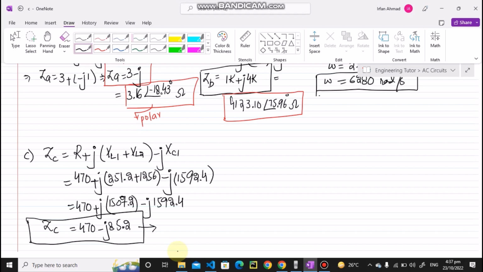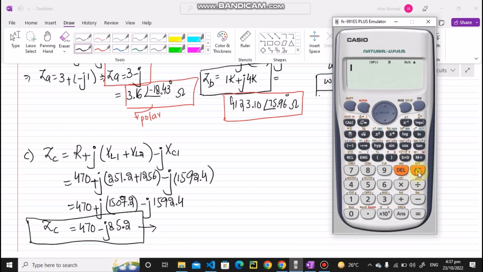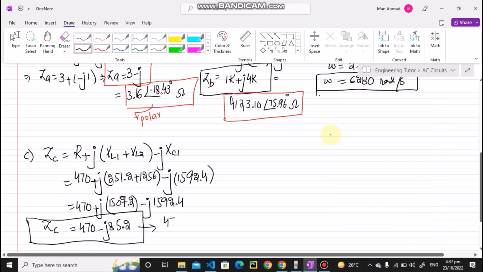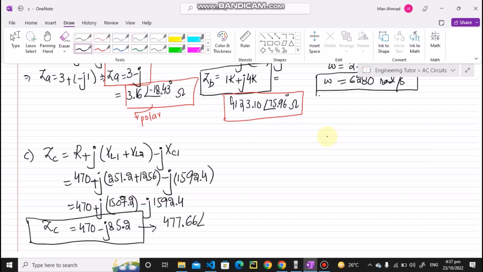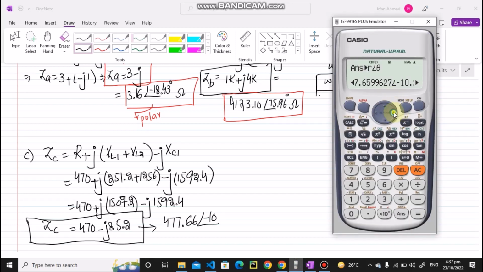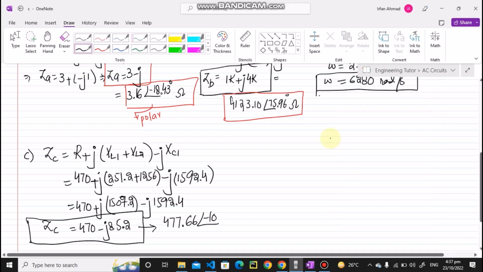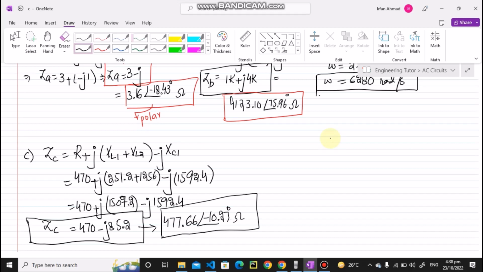Now converting it into polar form, we have 470 minus j 85.2. Converting it into the polar form on the calculator, I will get 477.66, and the angle is minus 10.27 degrees. So that is in polar form.